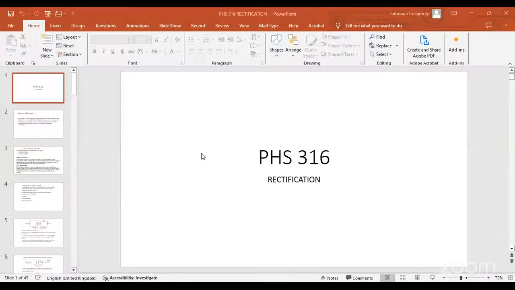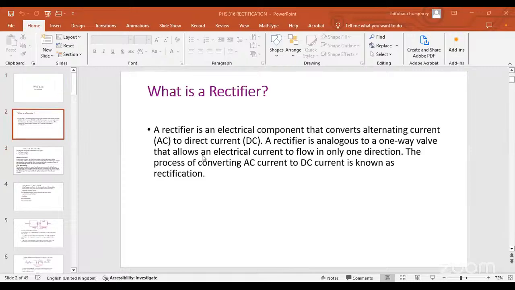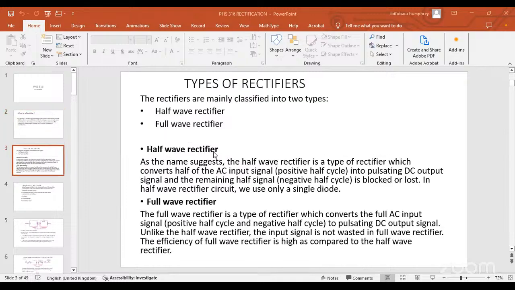So, like I was saying, a rectifier is an electrical component that converts alternating current to direct current. The process of converting alternating current to DC current is known as rectification. There are two classifications of rectifiers. The first one is the half-wave rectifier. The second one is the full-wave rectifier.